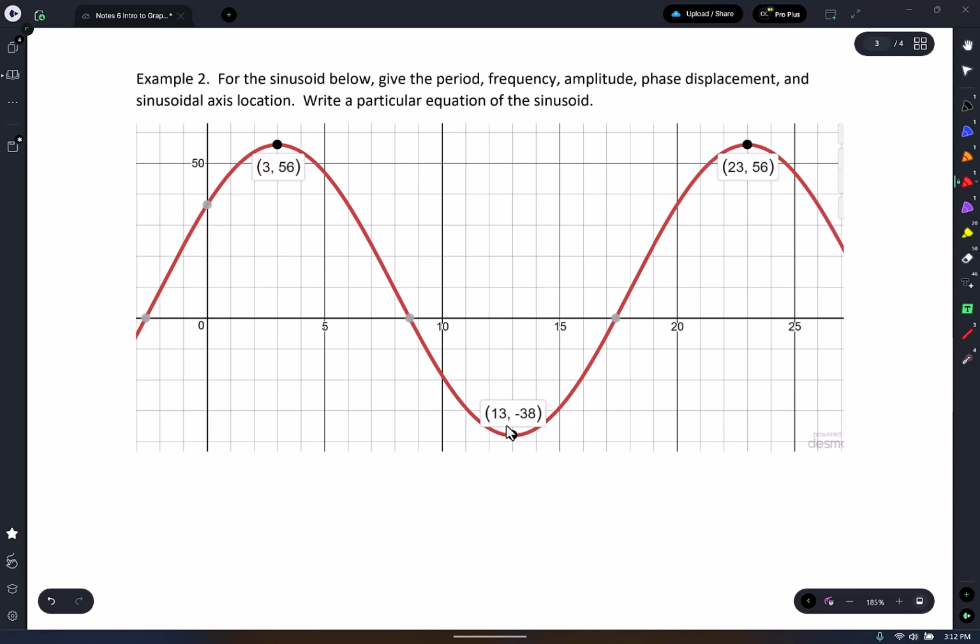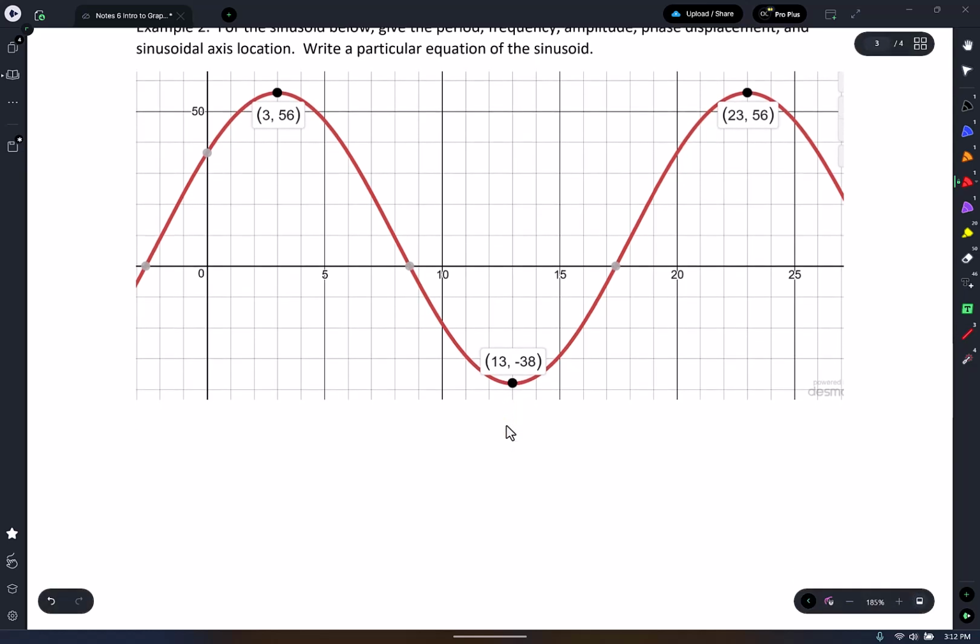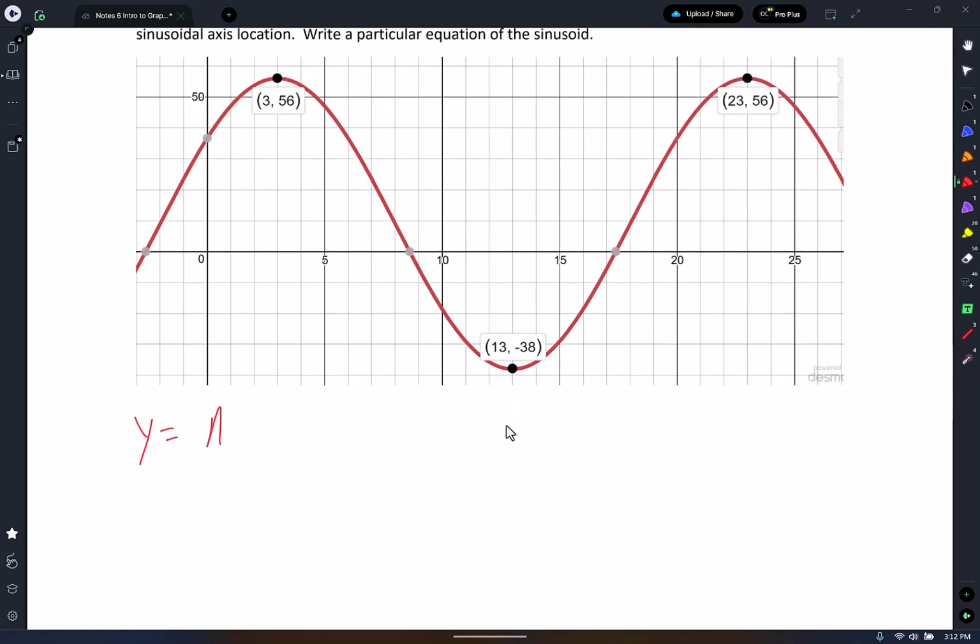Look at this example. It says for the sinusoid below, give the period, frequency, amplitude, phase displacement, and sinusoidal axis location. Write a particular equation for the sinusoid. Okay, so we're going backwards. We're using cosine right now, so y equals a cosine, open parenthesis, b, open parenthesis, x minus c, close, plus d. I'm just going down the alphabet: A, B, C, D. Relax. Some textbooks, especially university textbooks, like to write bx minus c. It's the same thing. Factor out the b, not a big deal. They might write it as c over b or something. Okay. Are we okay so far?